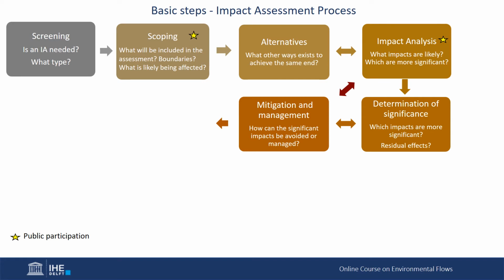Once the mitigations are determined for all the impacts that are considered significant, these mitigations need to be compiled in what is called the Environmental and Social Management Plan. This plan is the tool that will help manage these mitigations and control the impacts that the project can cause on the environment.